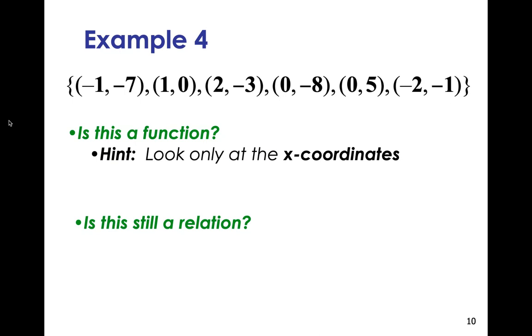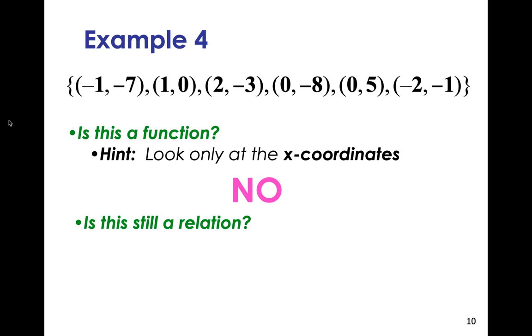Example 4 says, is this a function? Your hint is to look at the x coordinates. -1, 1, 2, 0, 0, -2. Are they all different? No. So this is not a function because we have the value 0, which is an input, but it has two different outputs. Now it's kind of like if we think about that vending machine.